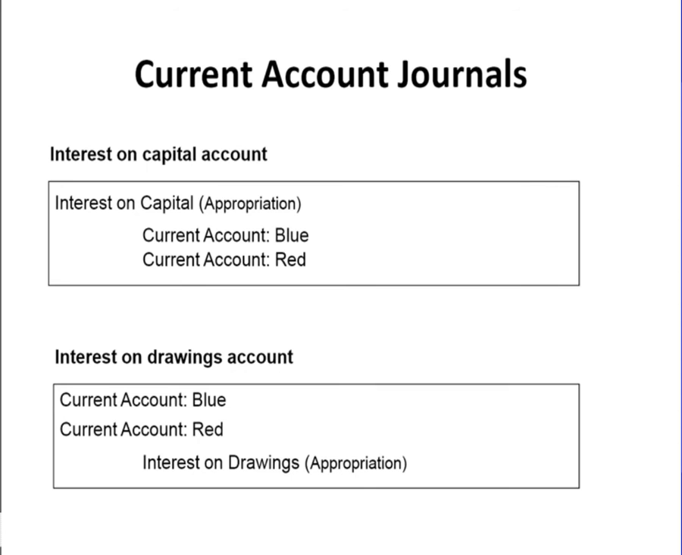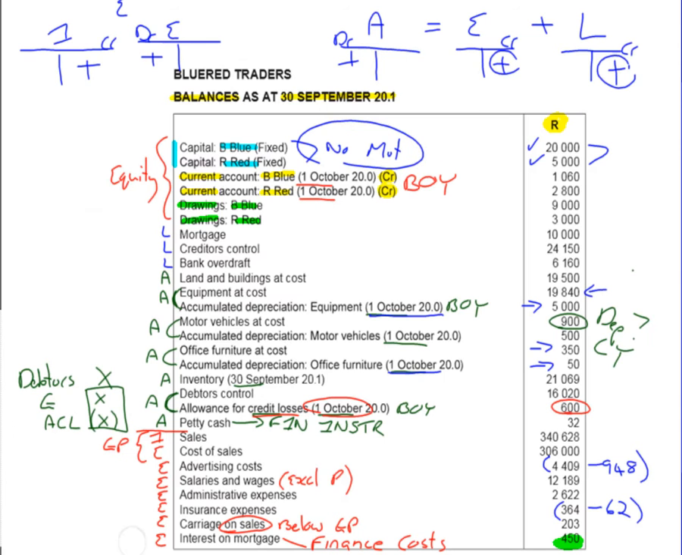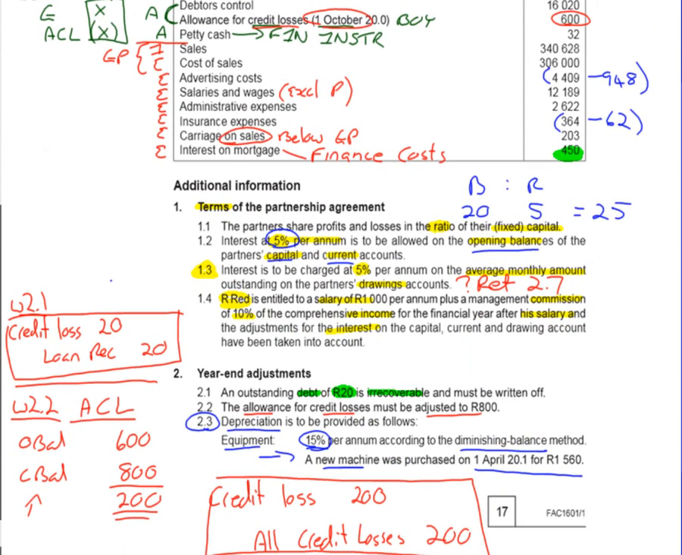Next up, the current accounts. Was there going to be interest on a capital account? Yes, there was. If you go back to your question, remember we were told there will be 5% per annum on the opening balances of both the capital and the current accounts. So let's pass those journals now.